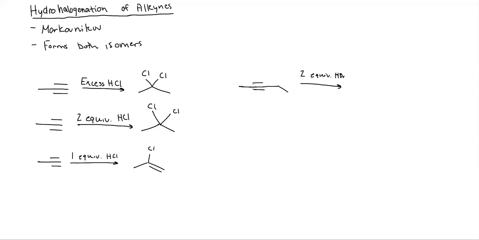This is 1, 2, 3, 4, 5 carbons long. I'm going to get an alkane because 2 equivalents is going to get rid of both of the pi bonds. I can either add both of the bromines on this carbon, or I can add both of the bromines on this carbon. So I can get 2 different geminal dihalides. Either the second carbon will get both bromines, or the third carbon will get both bromines.